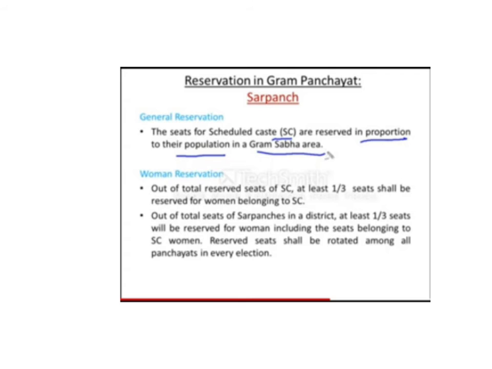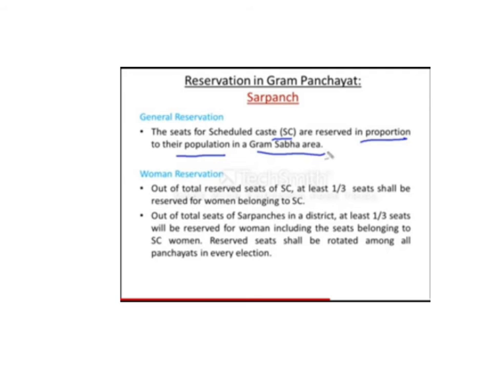That means scheduled caste seats are reserved according to the population. Women reservation: out of the total reserved seats of SC, at least 1/3 seats shall be reserved for women belonging to SC. Out of the total seats of Sarpanch in a district, at least 1/3 seats will be reserved for women, including the seats belonging to SC women. Reserved seats shall be rotated among all the panchayats in every election.